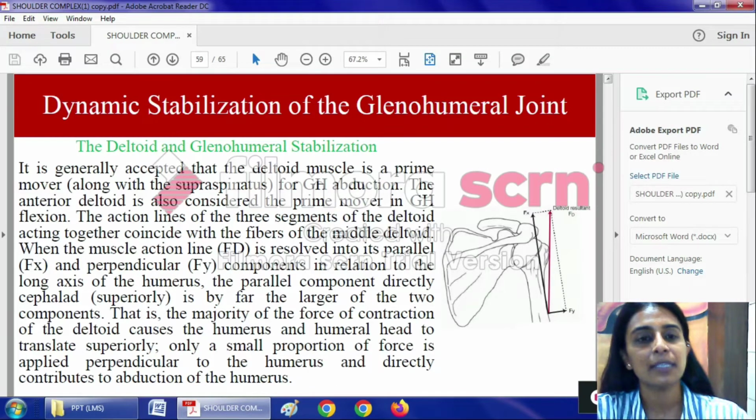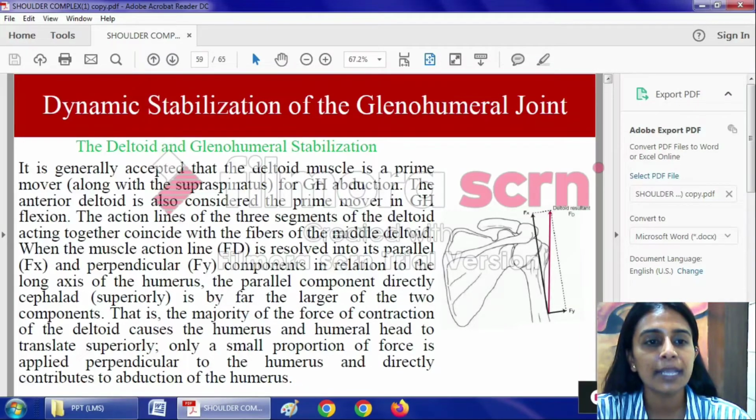Now, dynamic stabilization. It is generally accepted that the deltoid muscle is the prime mover for GH abduction. The anterior deltoid is also considered the prime mover in GH flexion. The action lines of the three segments of the deltoid acting together coincide with the fibers of the middle deltoid. When the muscle action line is resolved, it splits into parallel and perpendicular components.